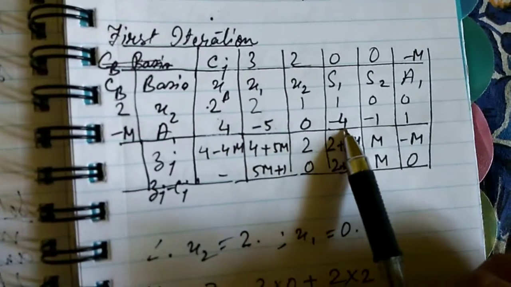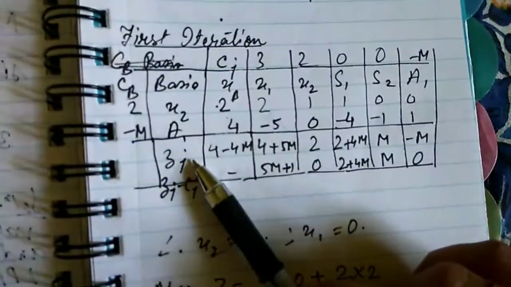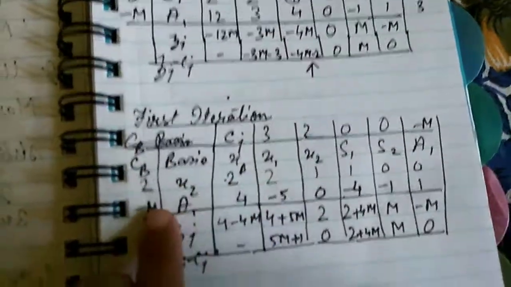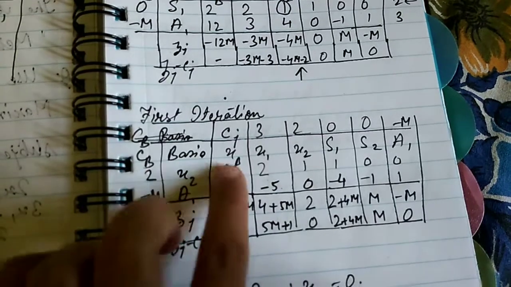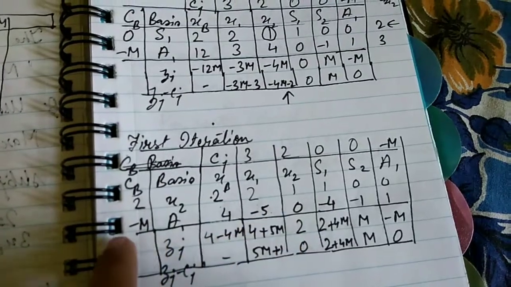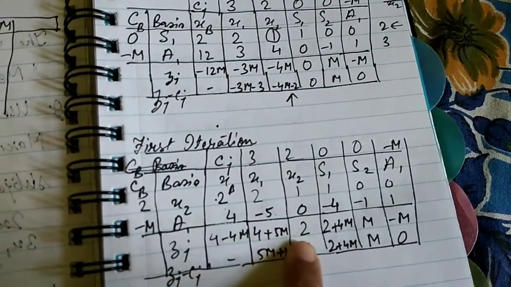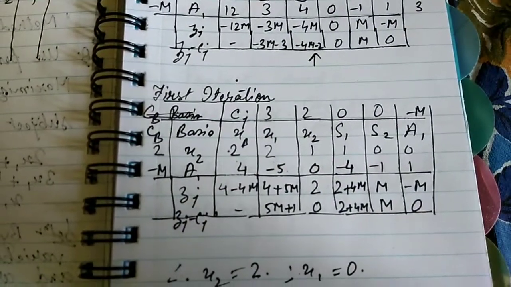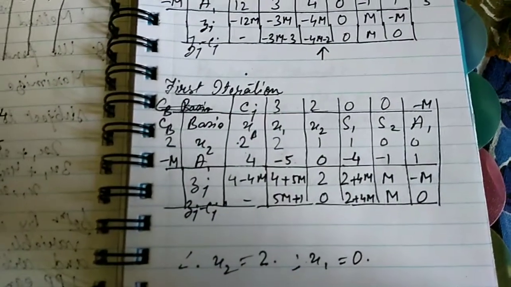After calculating all the values, we have found that these are the new row elements, which are 4, -5, 0, -4, -1 and 1. Then we follow the same technique. We calculate Zj, which will be 2 into 2 plus minus m into 4, that is -4m. So, 4 minus 4m. Then 2 into 2 plus minus m into minus 5m, that is plus 5m plus 4. So, 4 plus 5m. Like this we did all the values. You can take a screenshot or pause the video and then try by seeing the answer, but do it on your own, then tally. Okay.